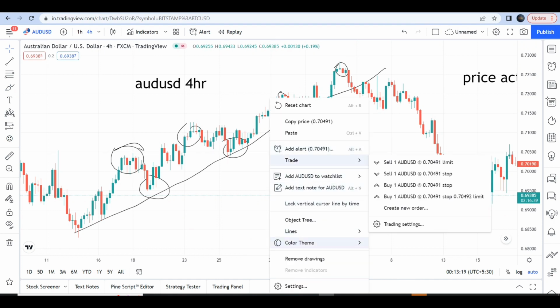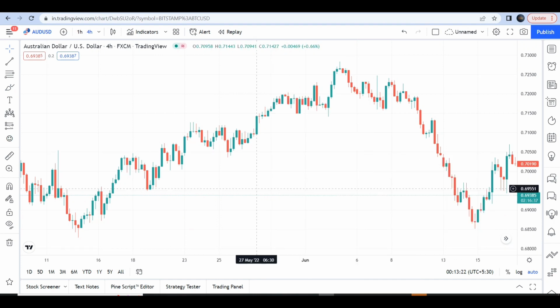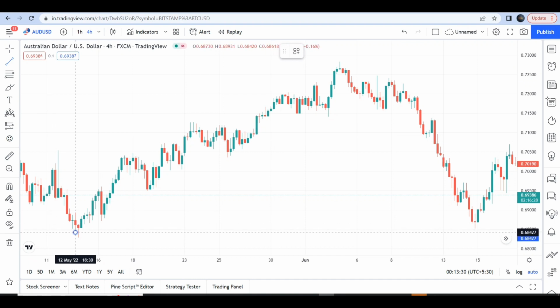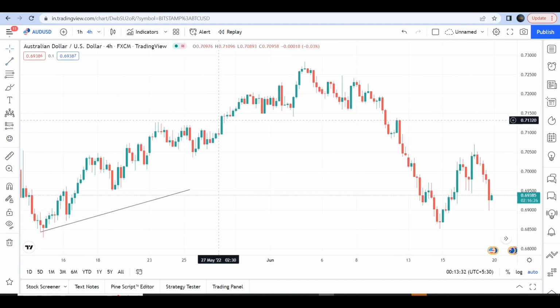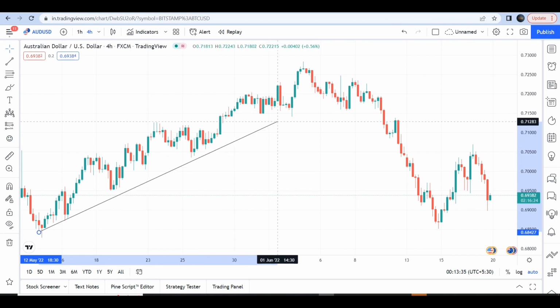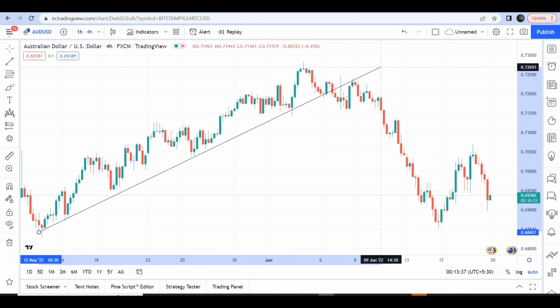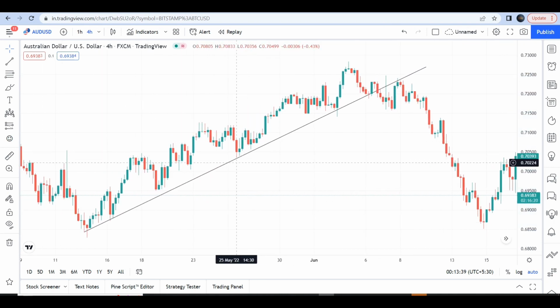So as we now know, when the market is going in an uptrend, it forms higher highs, higher lows, higher highs, higher lows. So we need to first give this market direction. So this is the direction I have to give this market. See, this is what we have. You see, the market was trending upward.